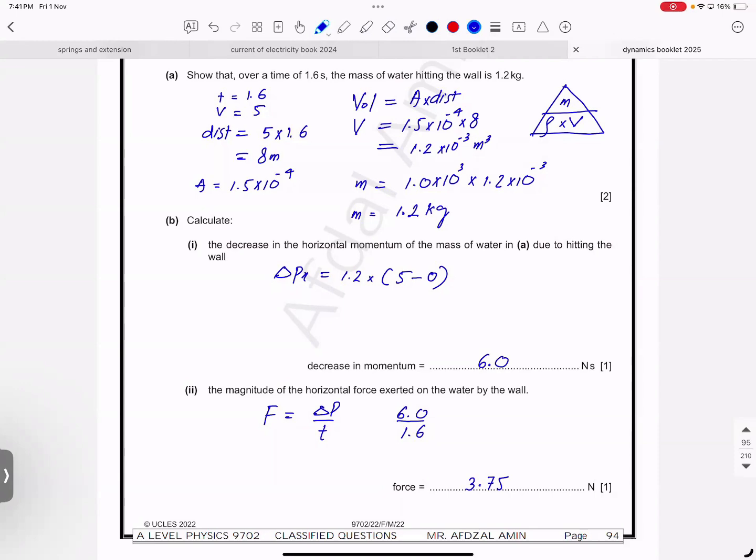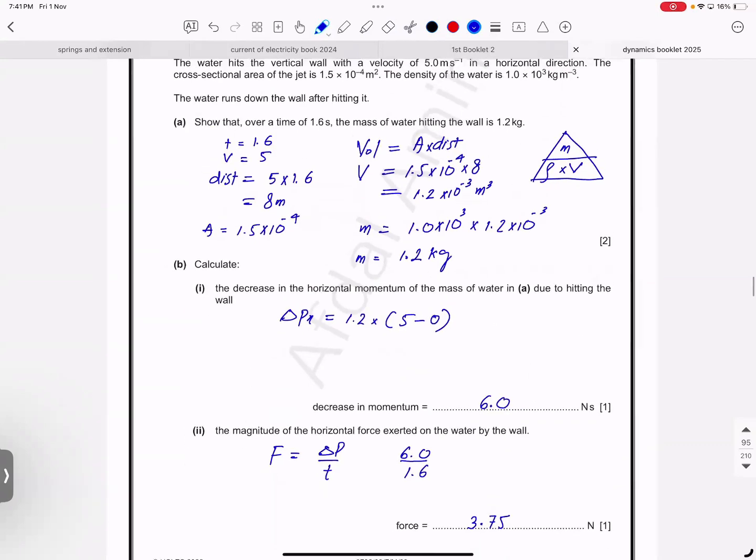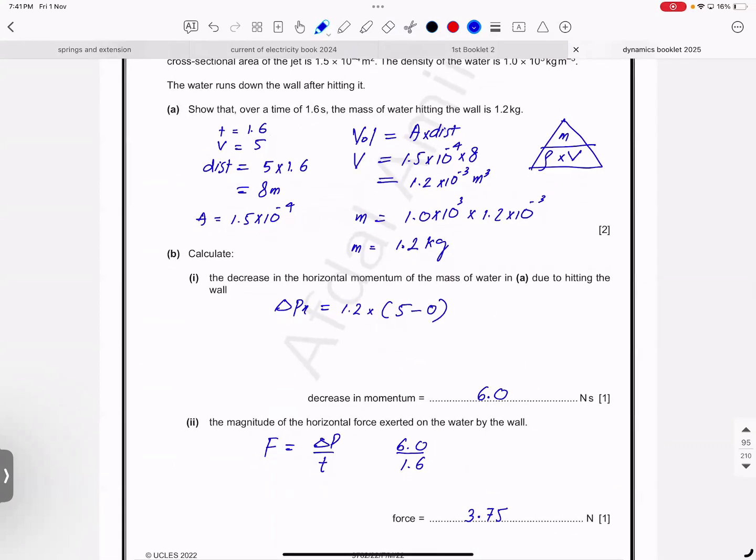Next question, my dear students. Actually, I did the math because I can use it in the next parts. So what was the idea? We said in a given time how much distance this will travel, and the area we know. It helped us to get volume. Volume and density gave you the mass. Mass gave you change in momentum. Change in momentum gave you the force.